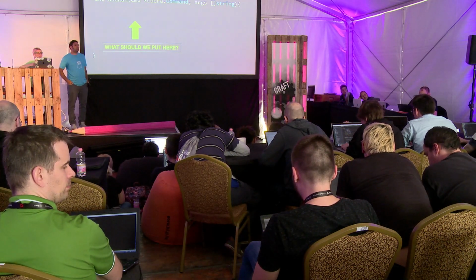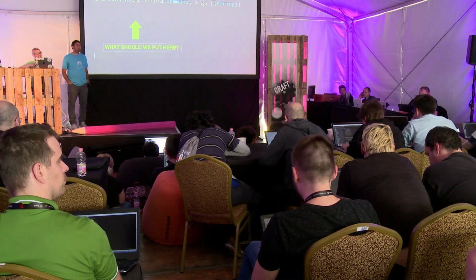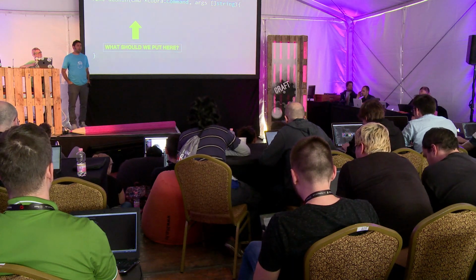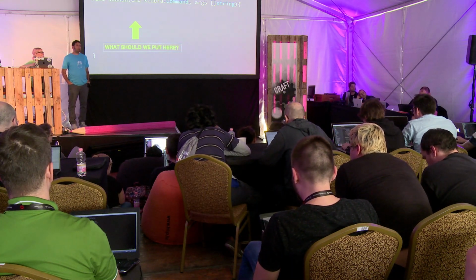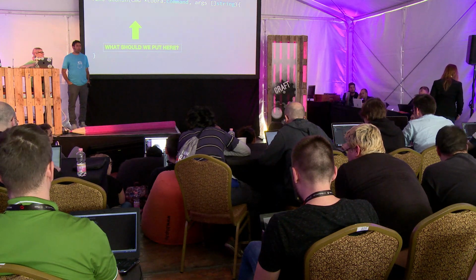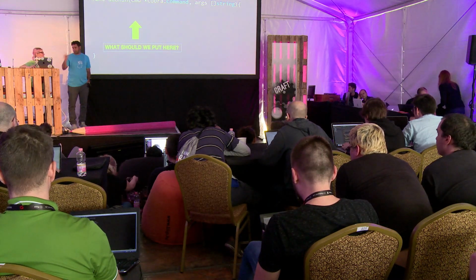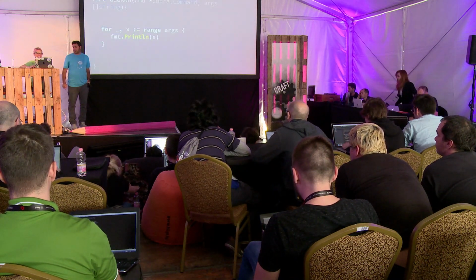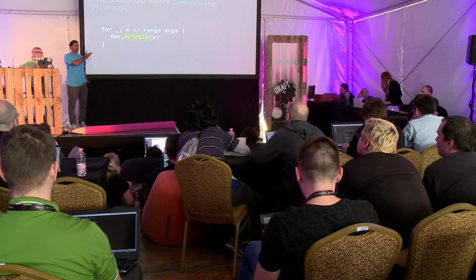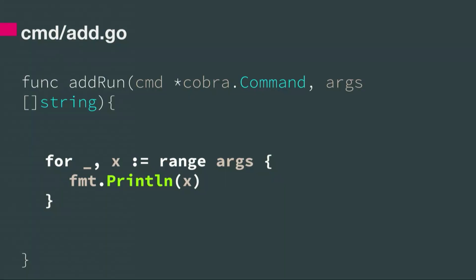Sure. I just wrote for underscore, comma, arg colon equals range args, and then fmt.Println arg on the next line. So how many people's looked exactly like this? Okay, whose looked differently? What did yours do different? Because I printed the index, so I need to have the index.